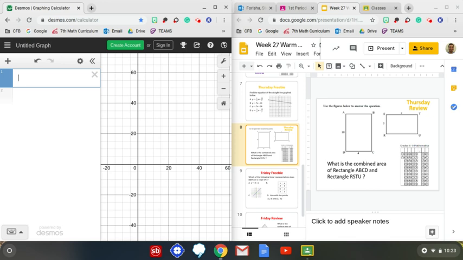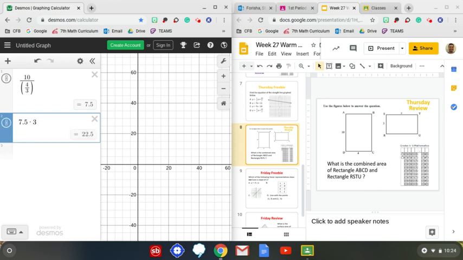So we need to do the same thing to that 10. 10 divided by either 1 and a third, or you can actually do it like this, divided by 4 thirds, and close it up. The value of that X is 7.5. So now we just need to find the area of RSTU by doing 7.5 times 3. So that's 22.5. So 22.5 plus that 40, the combined area of both the rectangles is going to be 62.5.